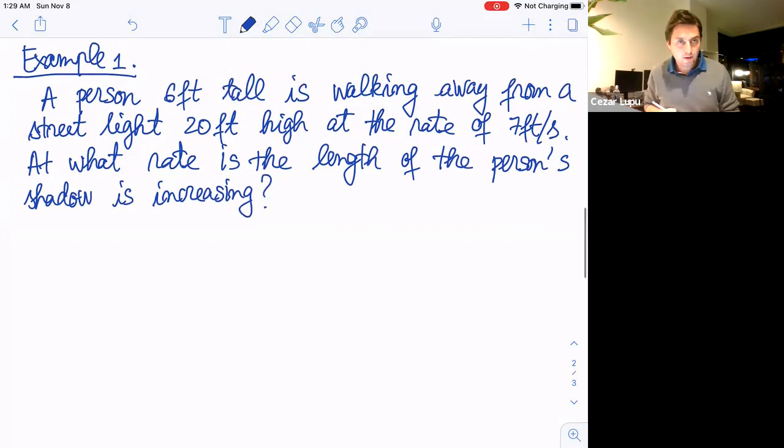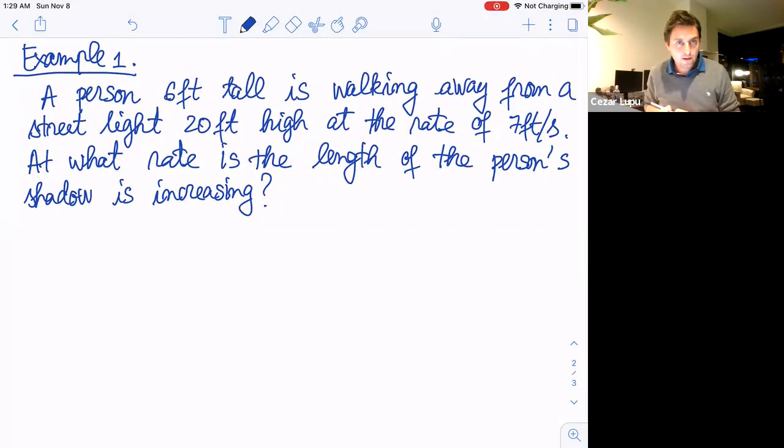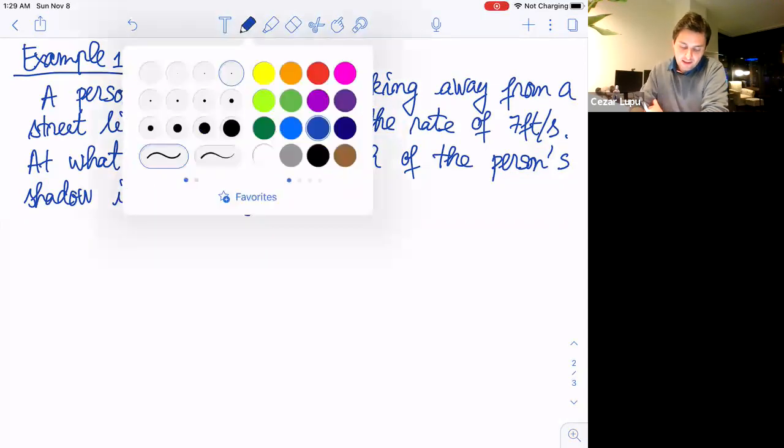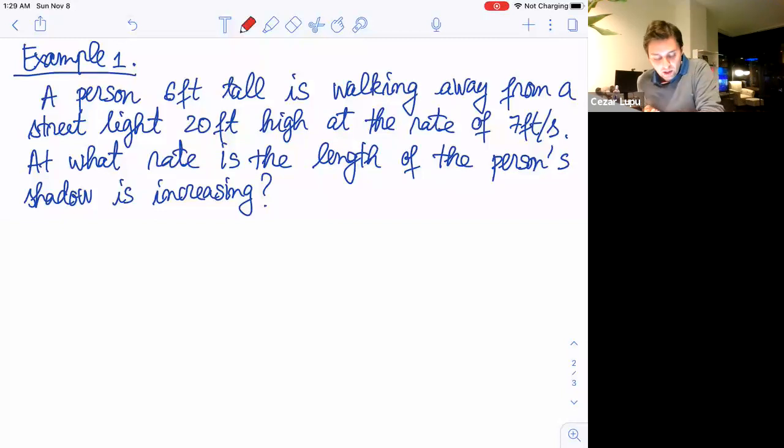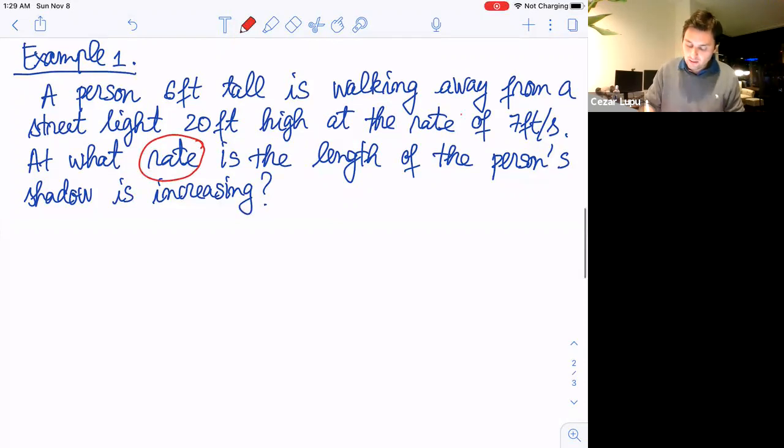Well, I want you to look at the question. When you have such a question, you need to identify some keywords here. We need to answer this question: at what rate. When you see the word rate, you always think of derivative, right? So basically something is changing with respect to time. So you will think of a derivative of a function of variable t, where t is the time. And since we're asked at what rate is the length of the person's shadow increasing, this is important here.